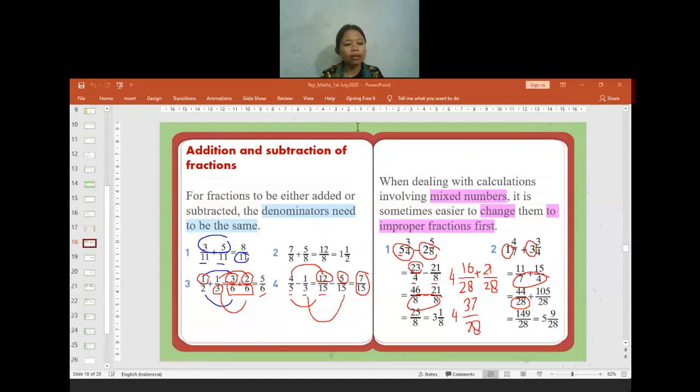So I can write it like this. This is the number 4, and then I plus it with the 37 by 28. I can make it as 1, 9 per 28. After I got this, I just need to plus the whole numbers. 4 and 1 make 5. So it will be 5, 9 per 28. Either one is okay. You can use any way as long as you are more comfortable with it. You will have a better answer later if you are already comfortable with the steps.